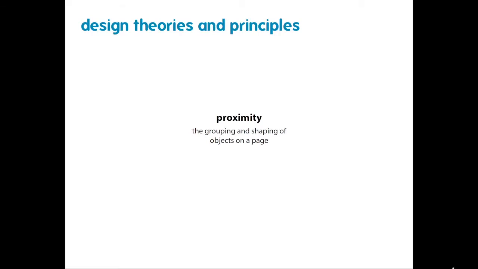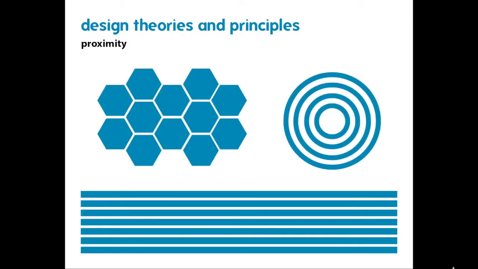Proximity. So proximity is the grouping and shaping of objects on a page and keeping like things together and unlike things separate. What that looks like is here are just some abstracted forms on the page, but you can see that by putting the lines next to the lines and these hexagons next to the hexagons and the concentric circles within each other, it becomes very clear that there are three different groupings, and they're like that because they're next to each other.